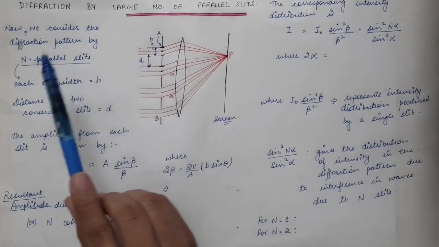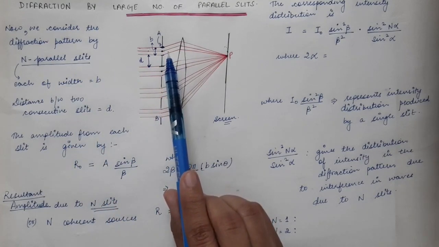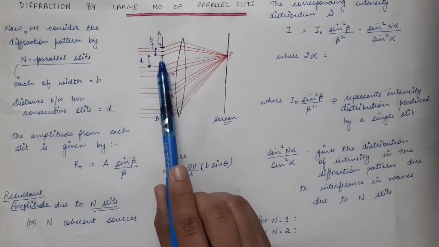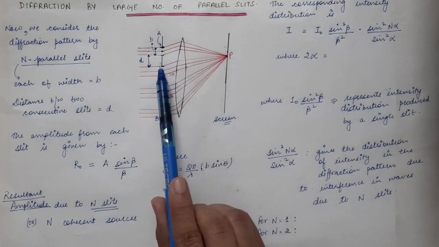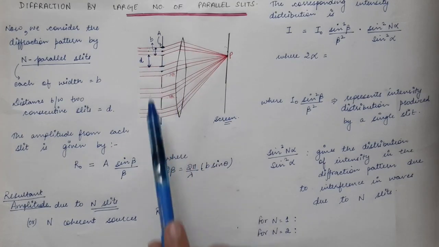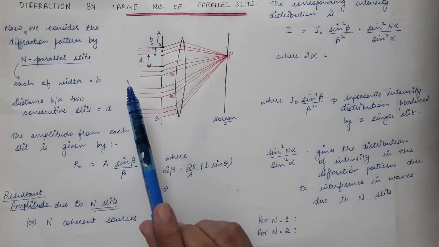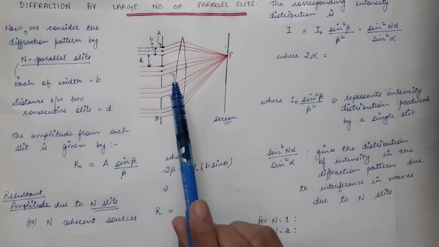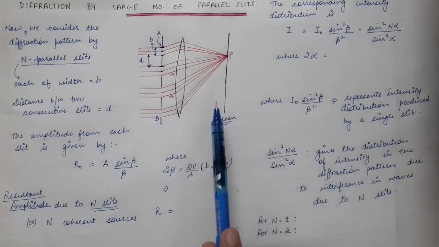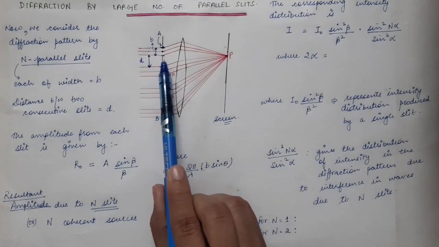Now we are taking the example of n parallel slits. In this case also the method will remain the same. That is, from every single slit a diffraction pattern will be observed. So this slit will cause its diffraction pattern, this slit will also cause diffraction of the light, and so on. And all the light from each slit will interfere with each other. So we will divide the diffraction pattern into two parts. First is the diffraction pattern due to a single slit.